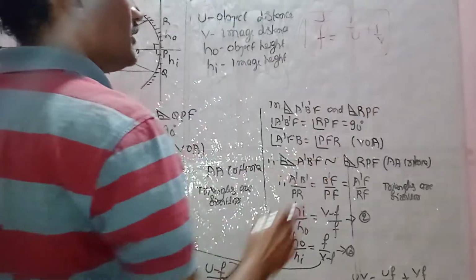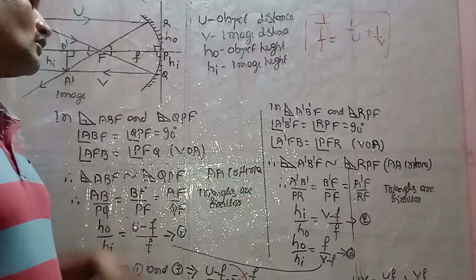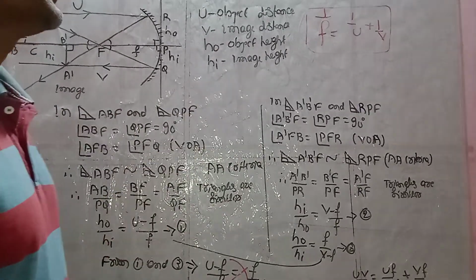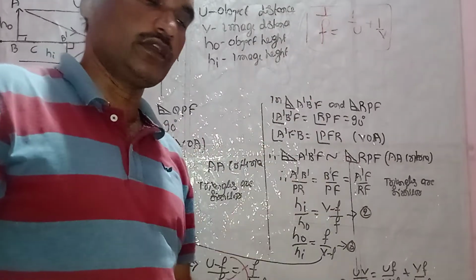For both the mirrors it holds good, that may be concave mirror or convex mirror. So 1 by F is equal to 1 by U plus 1 by V. So this formula, try to keep it in mind.